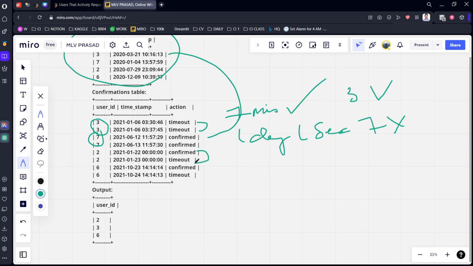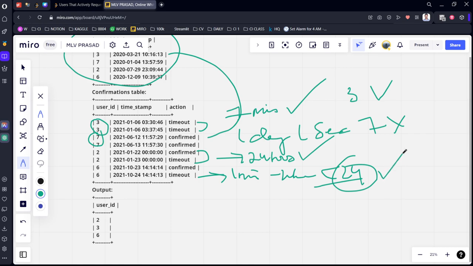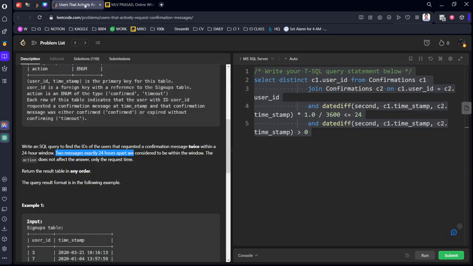Let's see for the 2 also. First, exactly 24 hours apart, so it is also satisfying. Let's see this question, where they are saying October 23, 14:14:14 and October 24, 14:14:13. So it is exactly 1 second less than 24 hours, which is less than 24, so this is also satisfying. So what we need to do is join this table with itself on this timestamp, such that the difference between them lies between 0 and 24 hours.